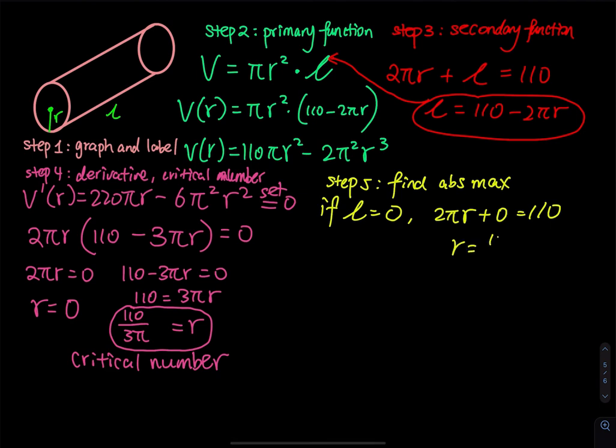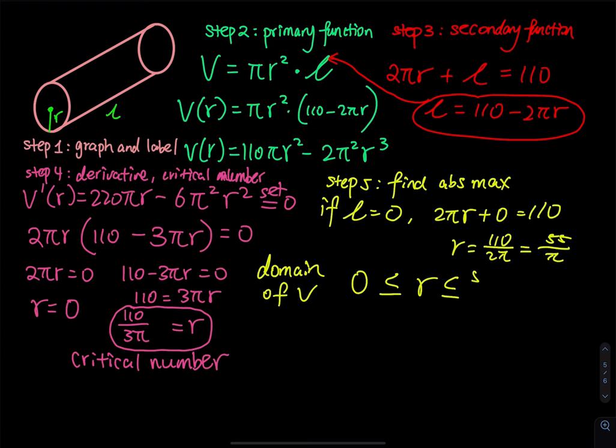r is equal to 110 divided by 2 pi. So that is equal to 55 divided by pi. So this is the biggest possible r, right? Then the domain of function v, this is r, is between 0 and 55 divided by pi. And then you have to plug this into the volume function to show that when r is equal to the quantity in the circle, we have an absolute maximum.